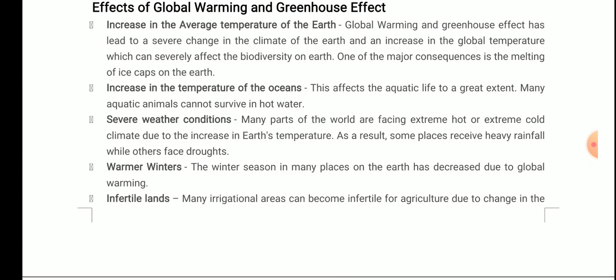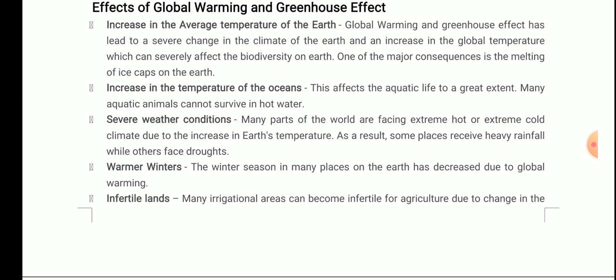Effects of global warming and the greenhouse effect. So there are certain effects on the Earth related to global warming and the greenhouse effect. Let's discuss them one by one. First, increase in the average temperature of the Earth. Global warming and the greenhouse effect have led to a severe change in the climate of the Earth and an increase in the global temperature, which can severely affect the biodiversity on Earth.